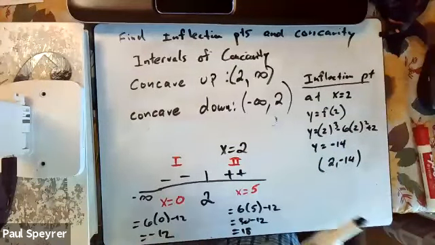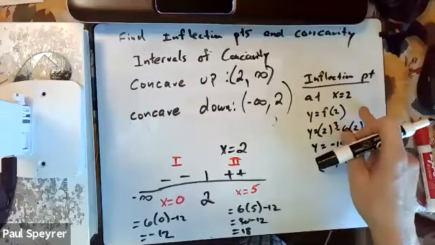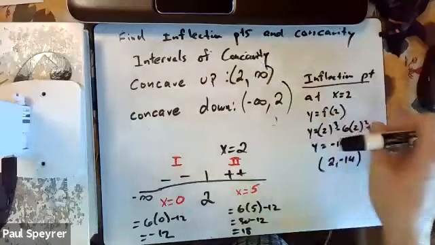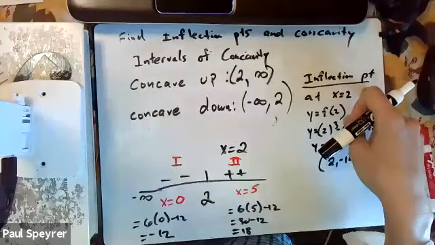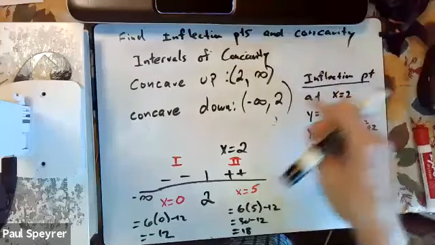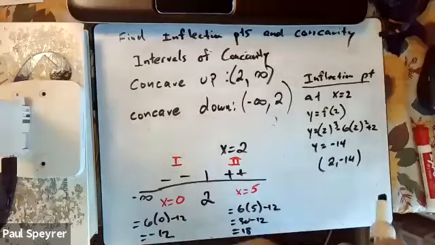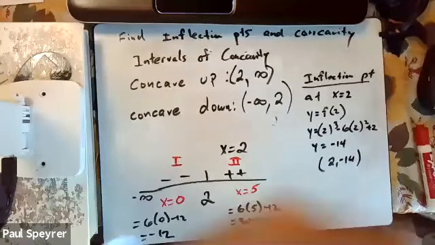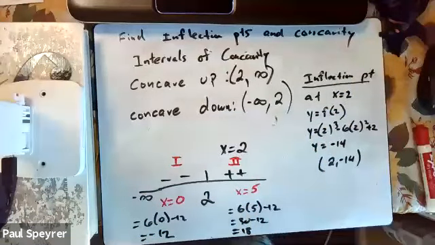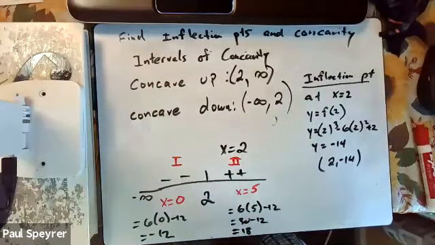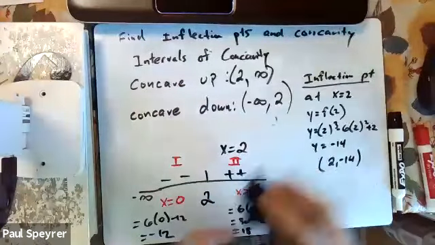No, no. The only time you plug the original point back into the original function is when you need that actual point, like when they asked for the inflection point, right? That's when we plugged x equals 2 back into the original function. Or where they asked, where's the local max or local min? That's when you plug those critical values back into the original function to get the x and y value right there. So let us try the next one.